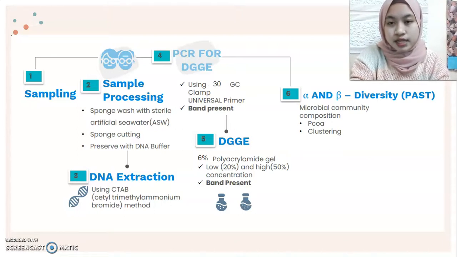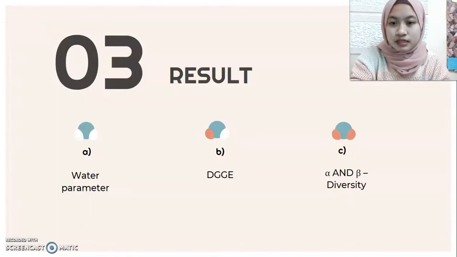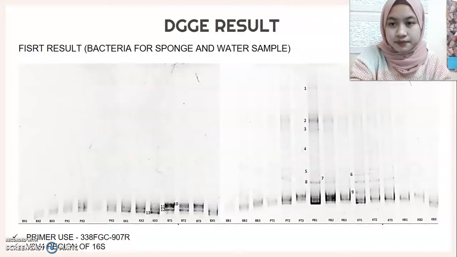Then we ran DNA extraction using the CTAB method. We ran PCR for DGGE using a 30 GC clamp with universal primers. When the bands were present, we ran DGGE using 6% polyacrylamide gel with 2 concentrations, low and high. Then we analyzed alpha and beta diversity. So the results are for water parameters, DGGE, and alpha and beta diversity.